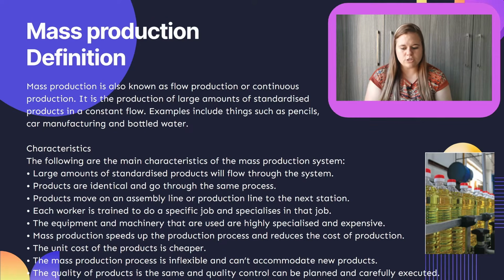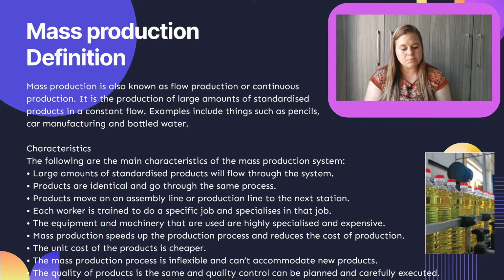So, mass production, definition. This is also known as flow production or continuous production because it's never ending, it keeps on moving. It is the production of large amounts of standardized product in a constant flow. Examples of these include pencils, car manufacturing, and bottling of water. The characteristics. The following are the main characteristics of the mass production system.